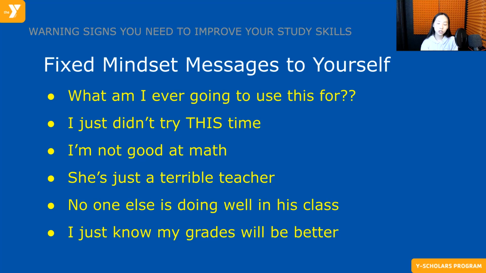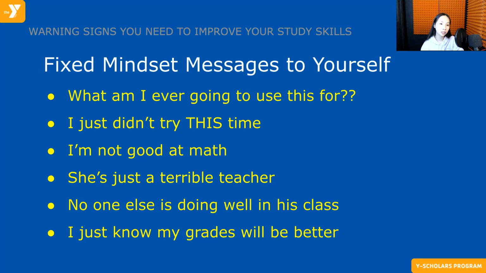Another one is, I just didn't try this time, right? So you didn't do well on a test and you're like, oh, it's because I didn't try. That shouldn't be an excuse. You should be like, oh no, I didn't do as well as I thought, so I need to get better at it and start studying more. And then saying, I'm not good at math. She's just a terrible teacher. No one else is doing well in this class. I just know my grade would be better.